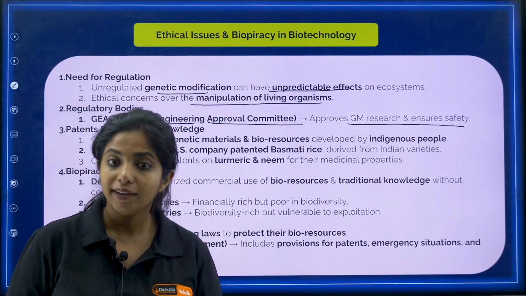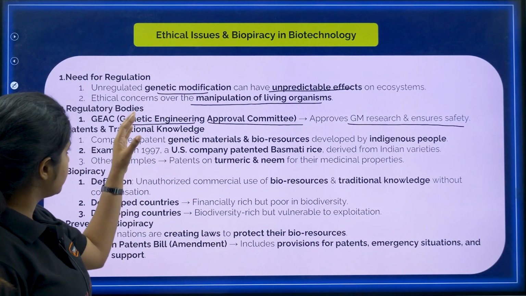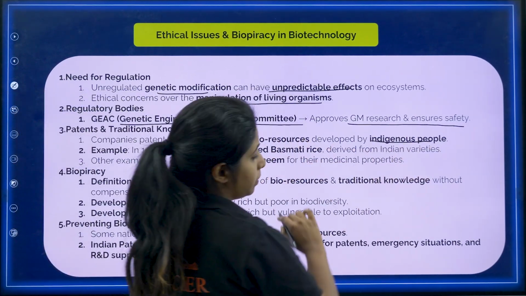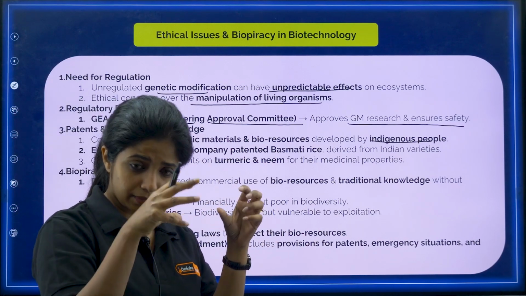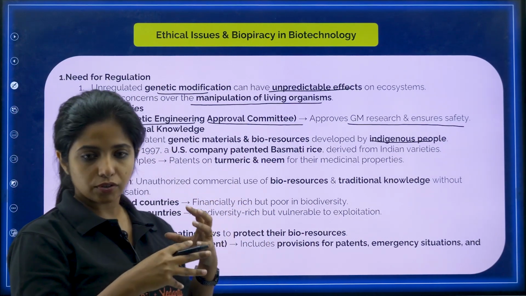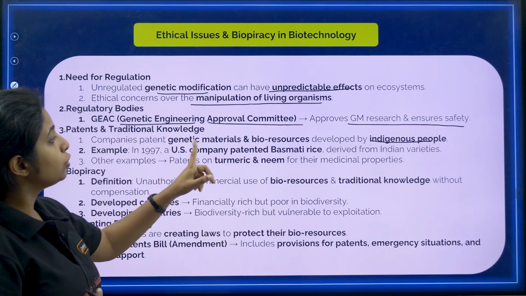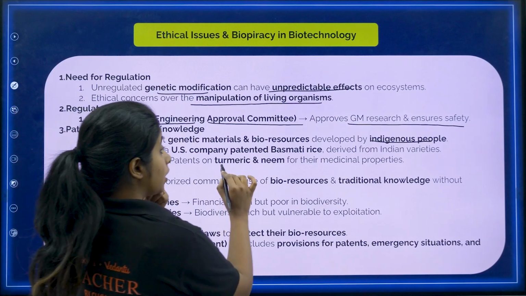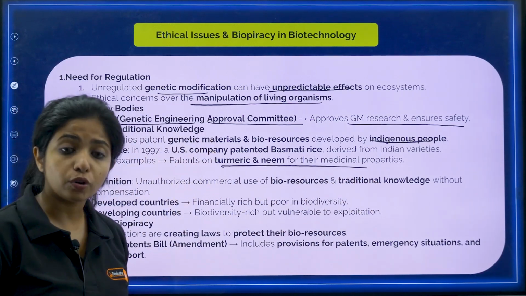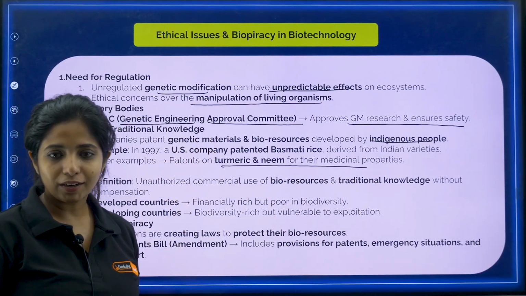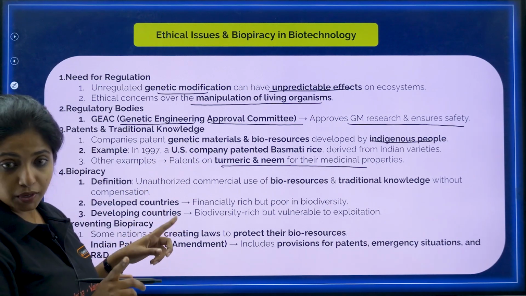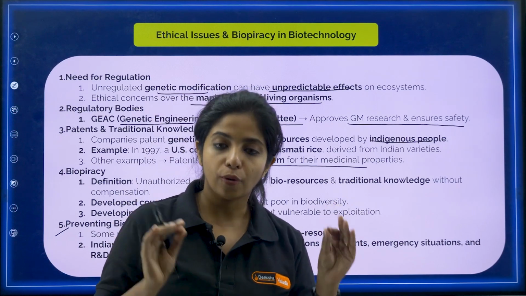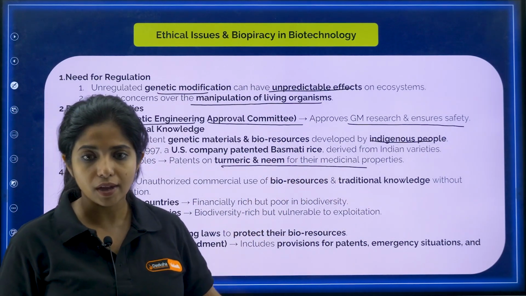So can they actually do that? No, they cannot actually do that. We'll come on to that, but let me tell you the scenario. Companies patent genetic materials and bioresources developed by indigenous people, as in the people from their own countries. Example, in 1997, a US company patented basmati rice derived from Indian varieties, my dear children. Other examples, patents on turmeric and neem for their medicinal properties. This was also done, but can you actually do it? No, you cannot, because there are rules and regulations in our country and also worldwide which we have to follow, which is why the patent was removed. Obviously, you cannot do that to anyone.